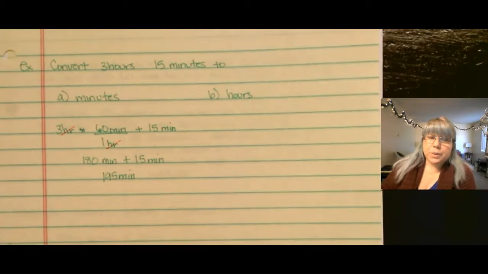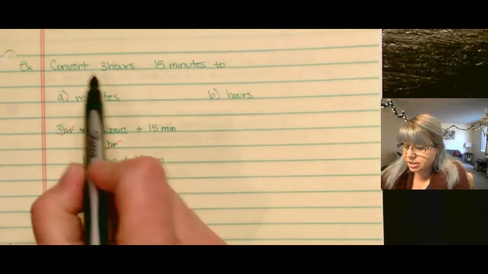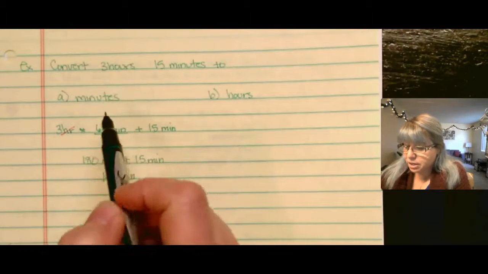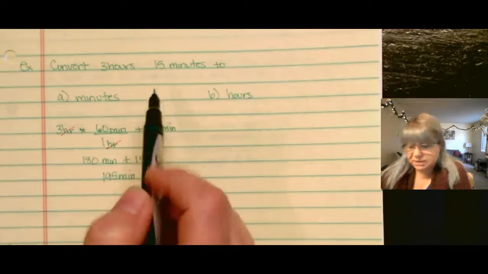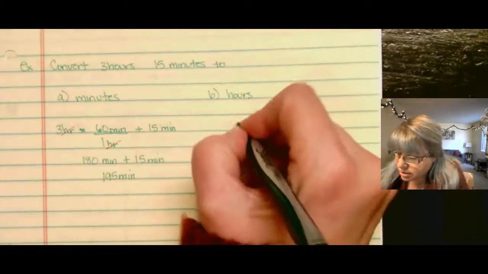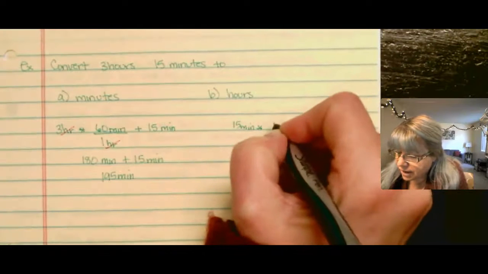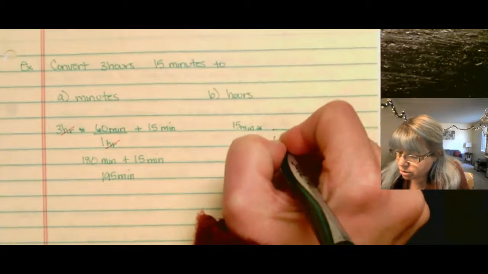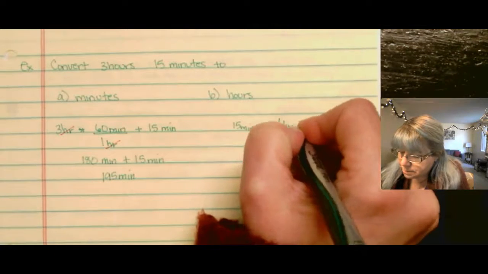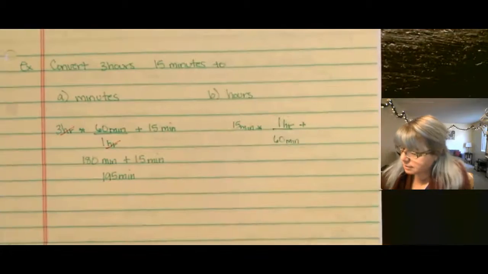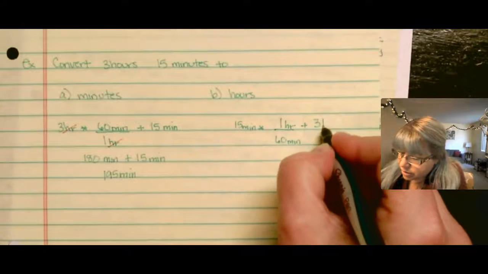That's our conversion to minutes. Now let's convert 3 hours and 15 minutes to all hours. Well, the good news is the 3 hours is already in hours. So I only need to add the 3 hours after I've converted the 15 minutes into hours. So 15 minutes times our conversion factor. I want to get rid of minutes, so minutes will go down on the bottom. Hour will go up on top, plus the 3 hours I started with.